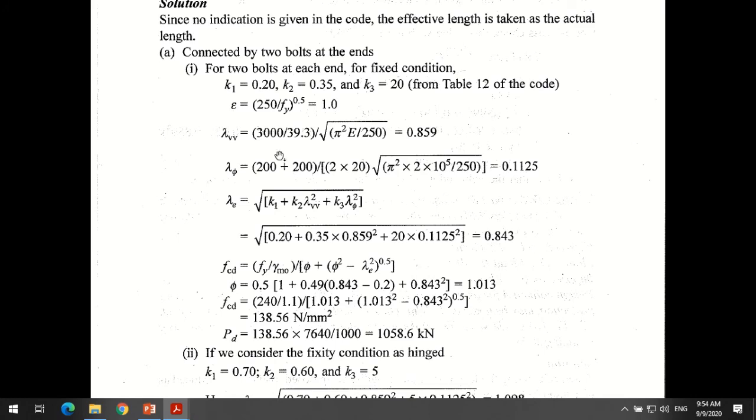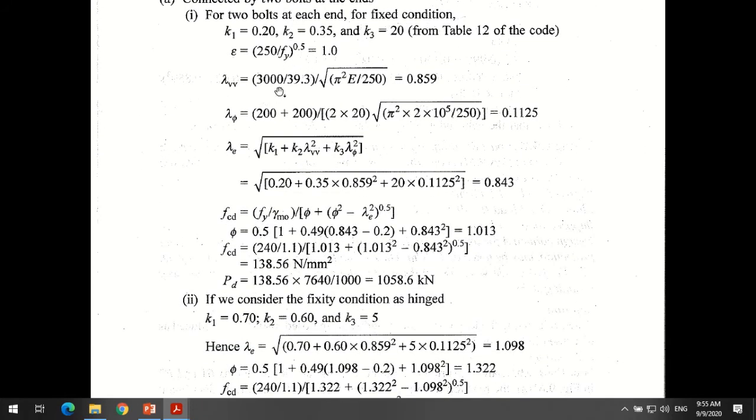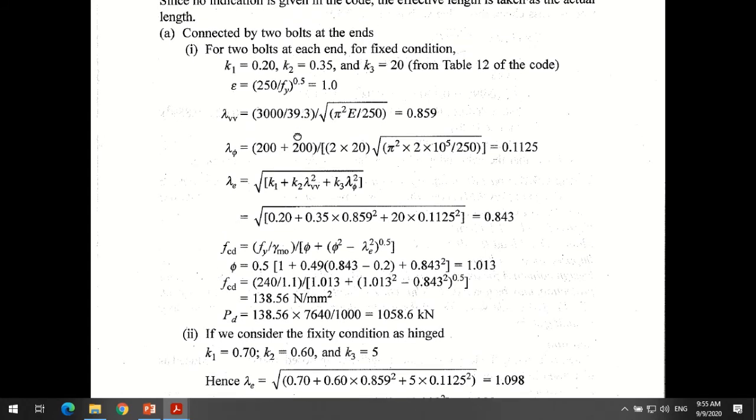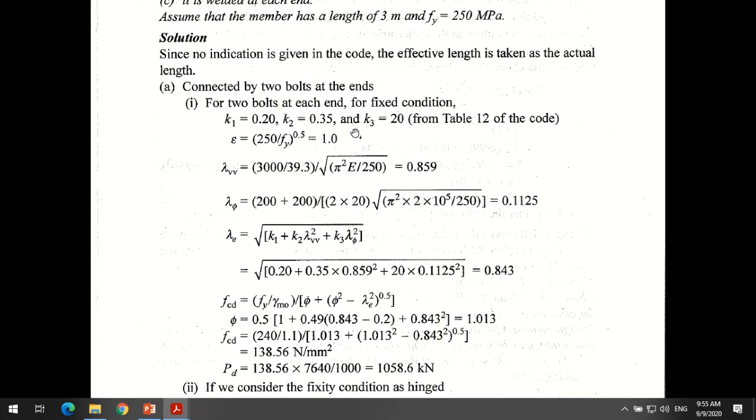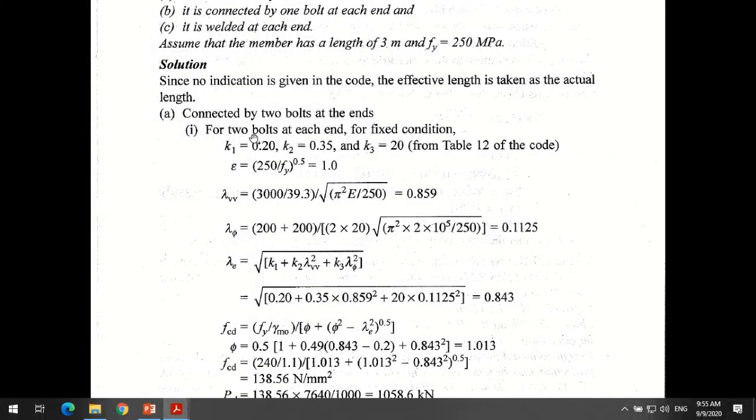So epsilon comes out to be 1.0, and for lambda vv, the length given here is 3 meters. So lambda vv is 3000 divided by rvv, which is 39.3, divided by pi square E upon 250 under root. So lambda vv comes out to be 0.58859.